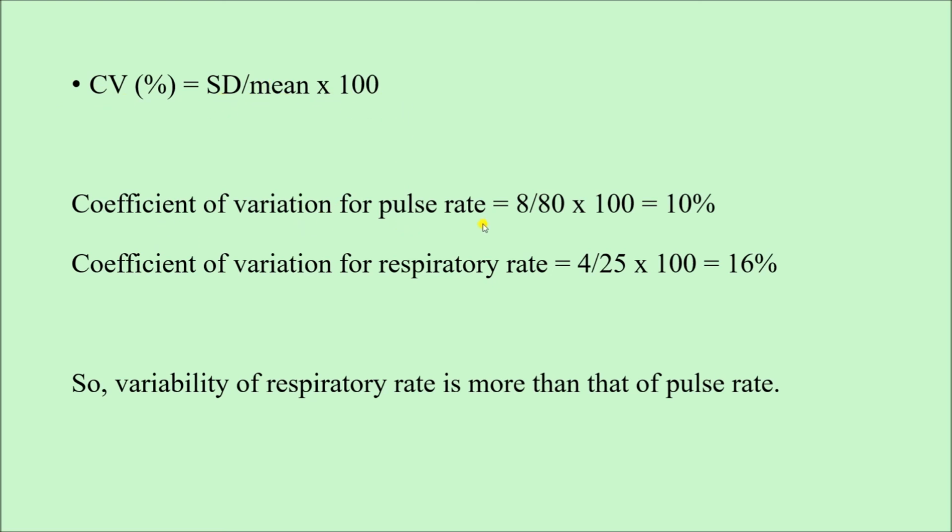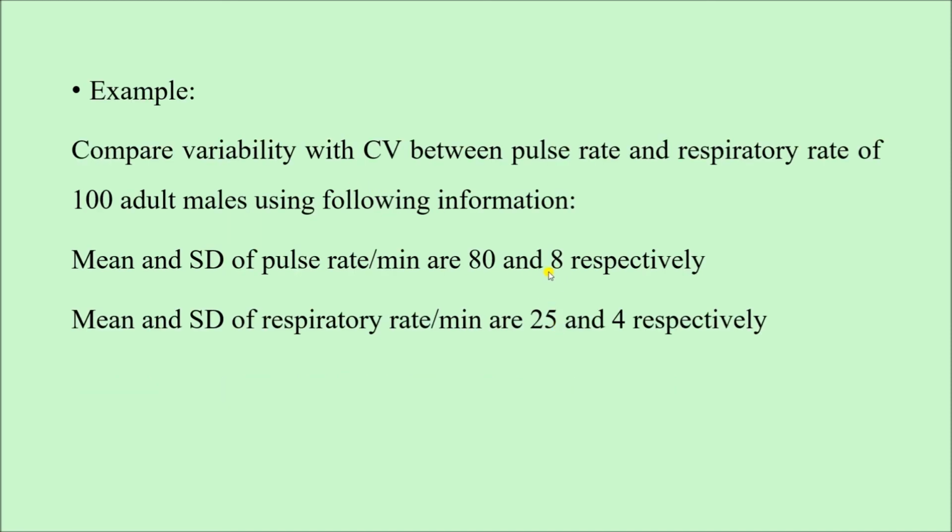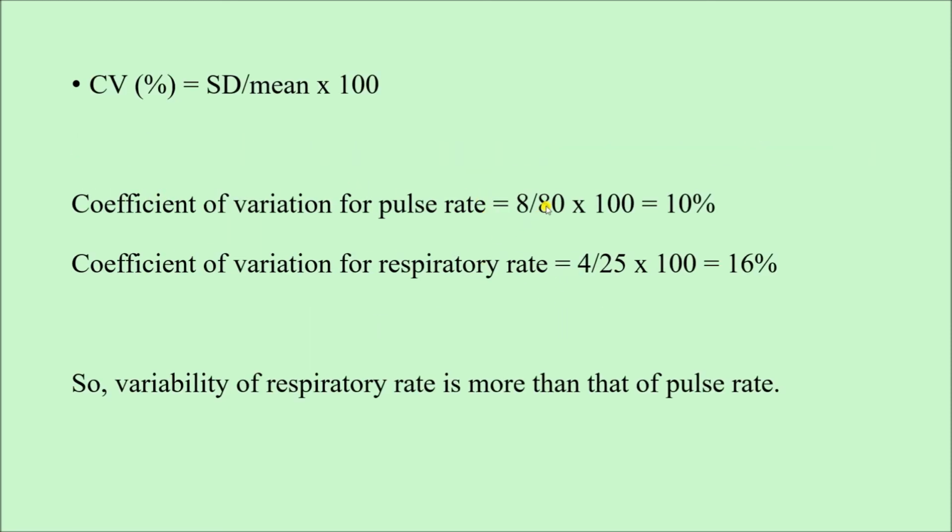In case of pulse rate, the standard deviation was 8, mean was 80. So 8 divided by 80 into 100 is 10%. Similarly, the coefficient of variation for respiratory rate is 4 divided by 25 into 100 is 16%. So as you can see, the coefficient of variation of pulse rate is 10% and that of the respiratory rate is 16%. So we can say the variation is more in the respiratory rate because it is 16%. So variability of respiratory rate is more than that of the pulse rate.